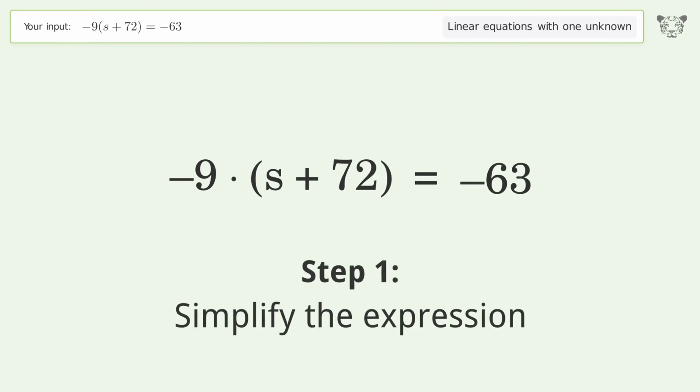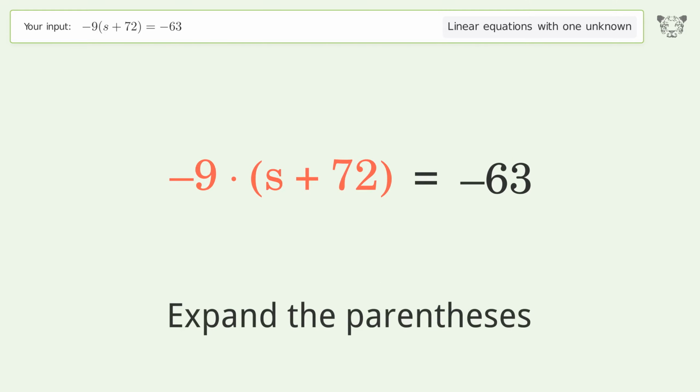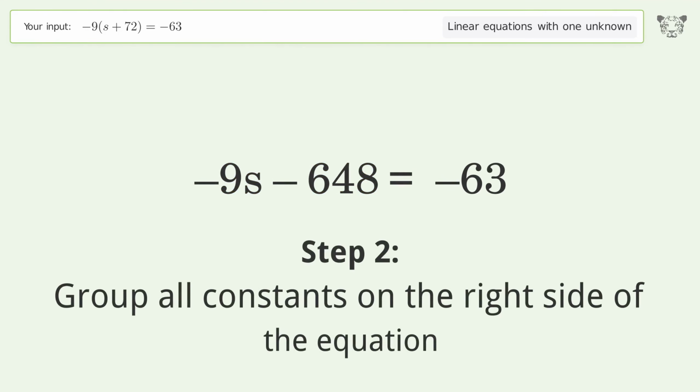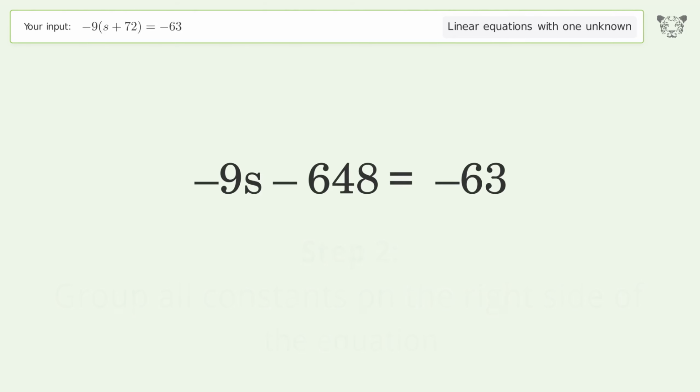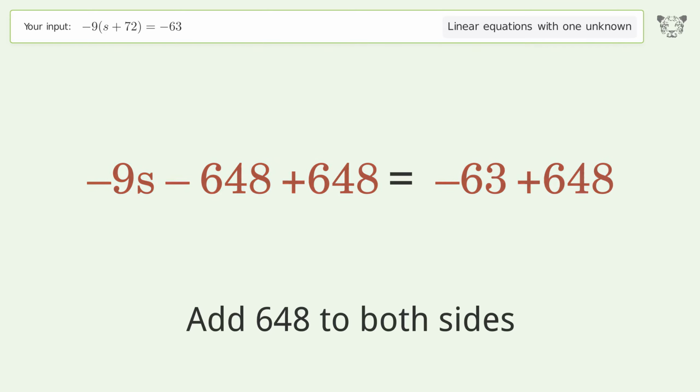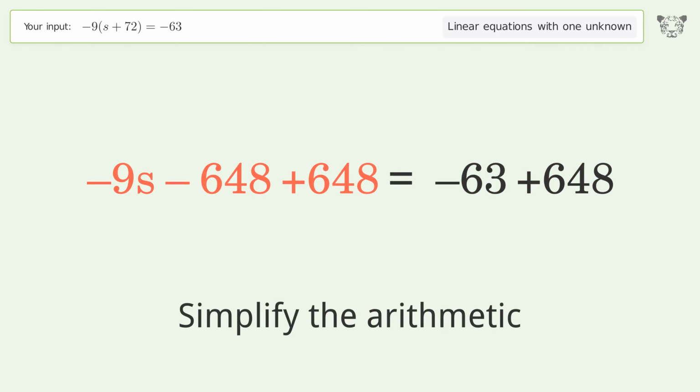Simplify the expression. Expand the parentheses. Simplify the arithmetic. Group all constants on the right side of the equation. Add 648 to both sides. Simplify the arithmetic.